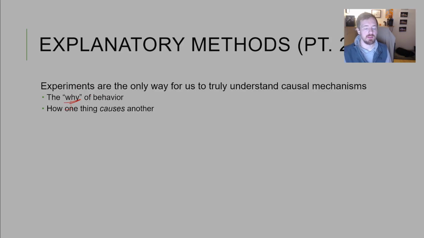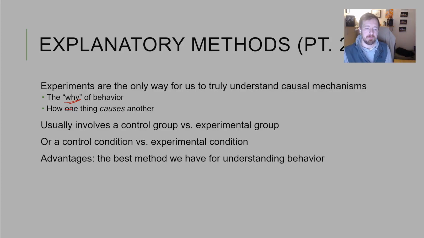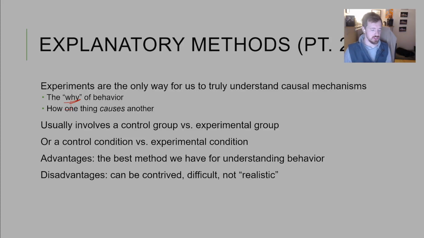So the experiments tell us why something happens, and that's because it shows us this causal mechanism, that when people are tired, it causes them to be stressed. When people have caffeine, it causes them to stay up late and study. When people use good study habits, it causes them to have a higher GPA. Usually, experiments are going to have a control group and an experimental group, or a control condition and an experimental condition. And so that's kind of like the big feature of explanatory methods.